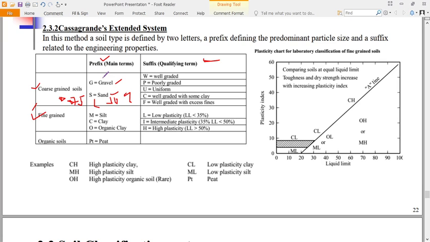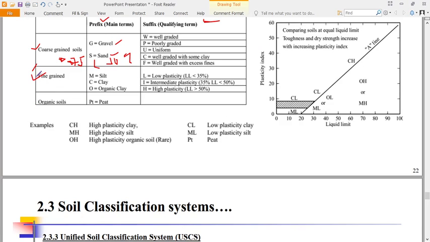Now if more than 50% passes sieve number 200 or 0.075, then that material is fine grained material. So how do you tell? Then you come to what we call the Casagrande chart. Is that okay? So you plot your plasticity index against the liquid limit.